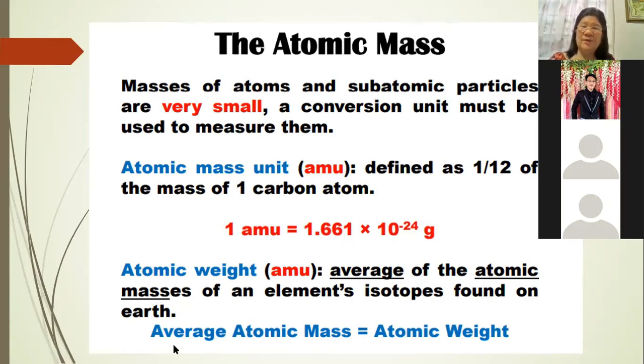So the equivalent of one atom, we could equate that into 1 AMU. What is 1 AMU? That is 1 atomic mass unit, or that is equivalent to its mass of 1.661 times 10 to the negative 24 grams. That is how light one atom is. That's the mass, so that is its atomic weight of the element.